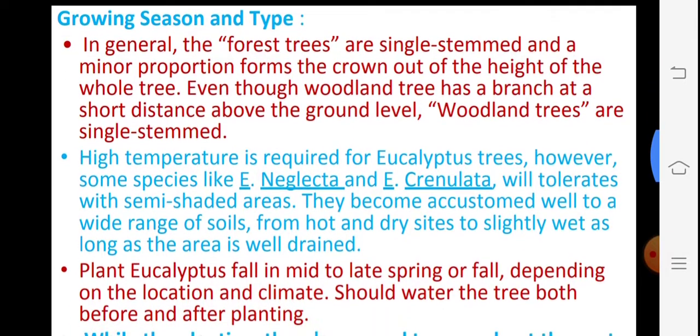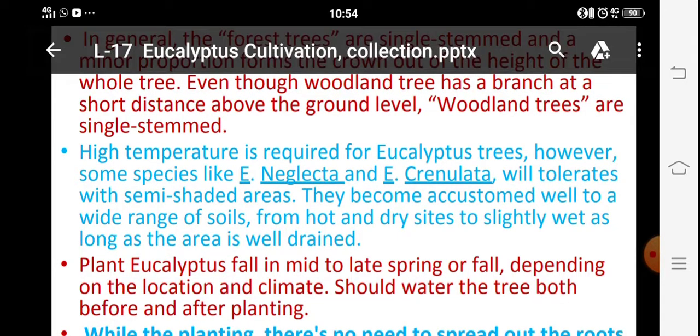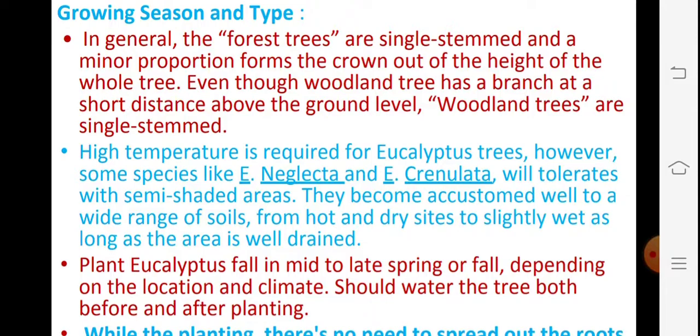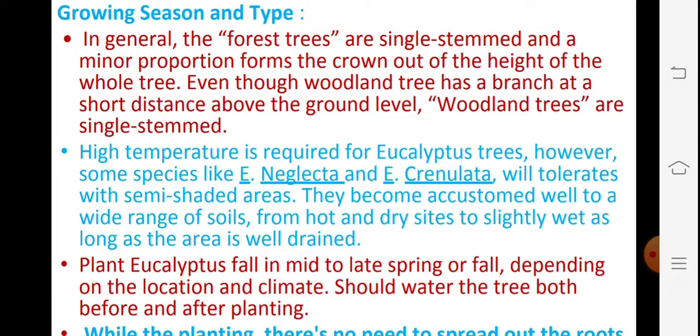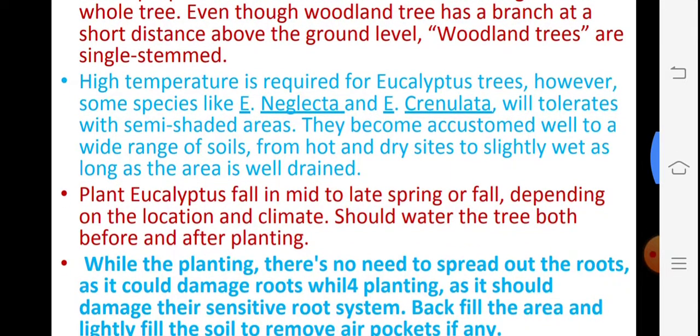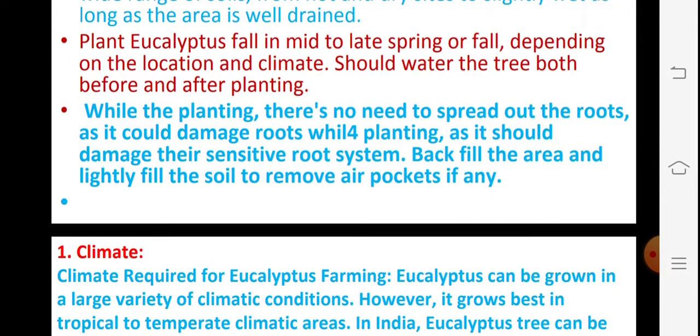Regarding soil type and growing season, as it is a forest tree, nowadays we observe it generally in different mountainous regions or hills, so they are commonly planted in forest areas. High temperature is required for Eucalyptus neglecta and Eucalyptus granulata, and they tolerate semi-shaded areas. Then it is observed that in different locations and climates the tree grows as per its conditions.